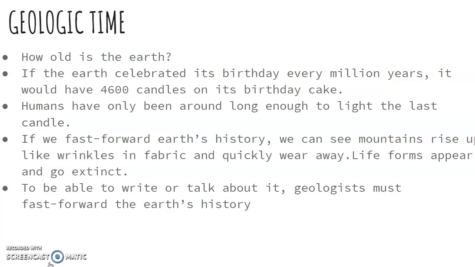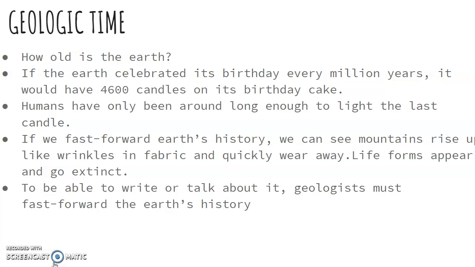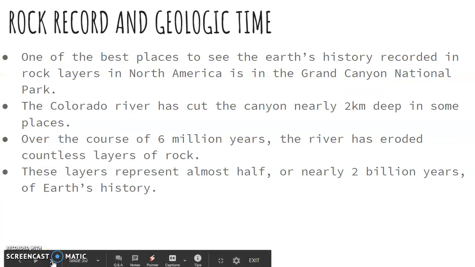If we had to fast forward Earth's history, and you changed the perspective from which you're looking at Earth, you would probably see mountains rise up like wrinkles, and also wear off quickly. You might also see life forms appearing and disappearing and going extinct. So, to be able to talk or write about the Earth's history, geologists have no choice but to fast forward the Earth's history at all times. Otherwise, it simply would not make sense given that we have such limited time to live on Earth.